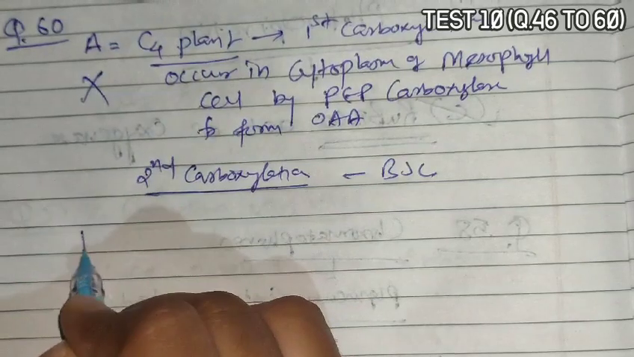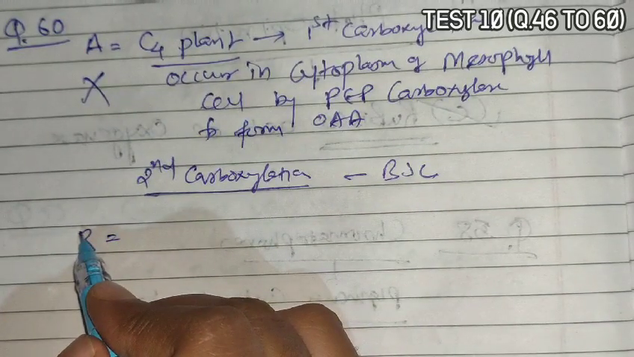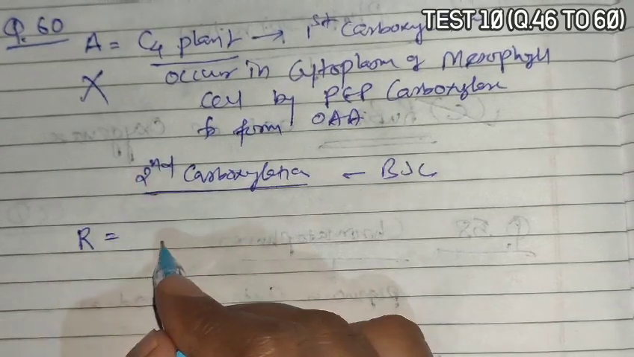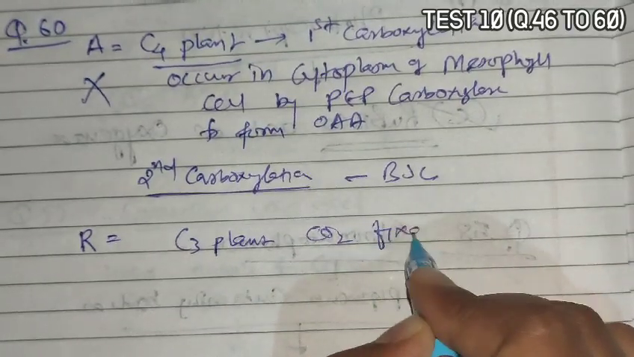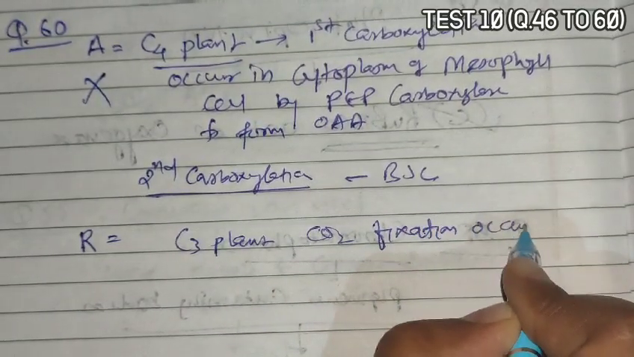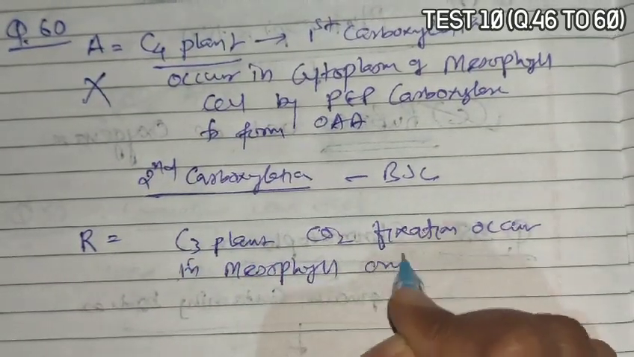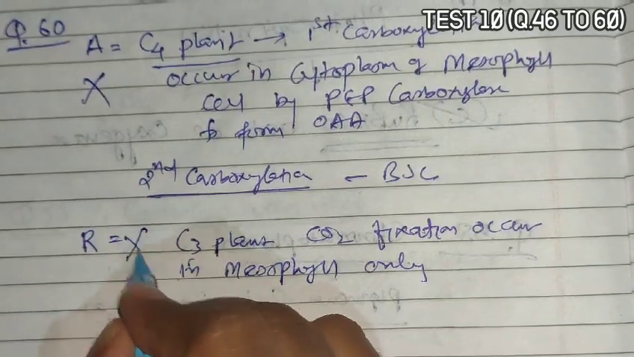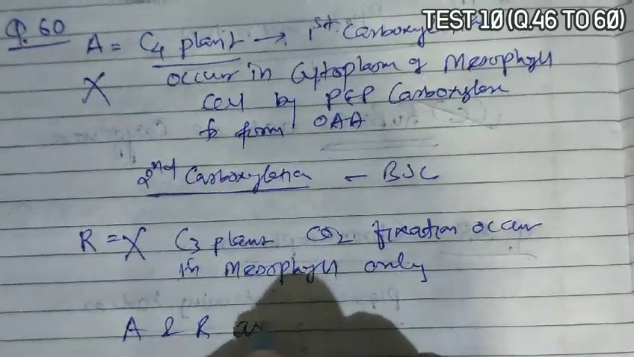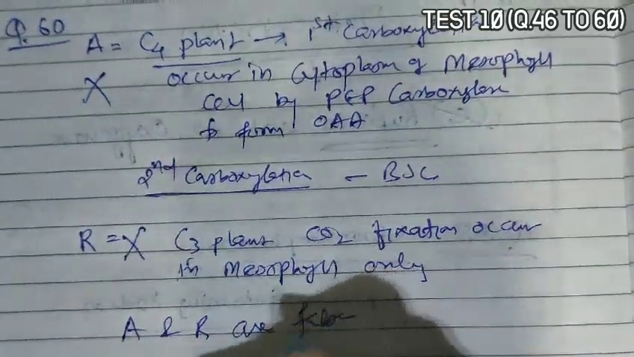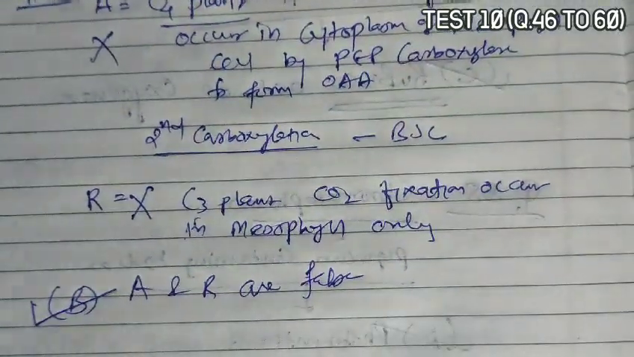So this is incorrect. Now the reason is given as: in C3 plants CO2 fixation occurs in mesophyll cells and bundle sheath cells. No, in C3 plants CO2 fixation occurs in mesophyll only. So this is also incorrect. So both A and R are false. So B becomes the correct answer.